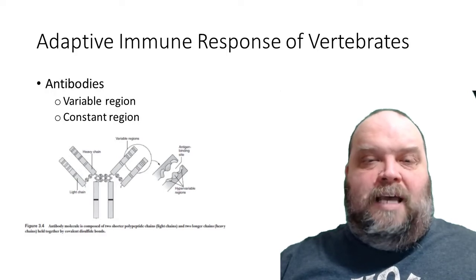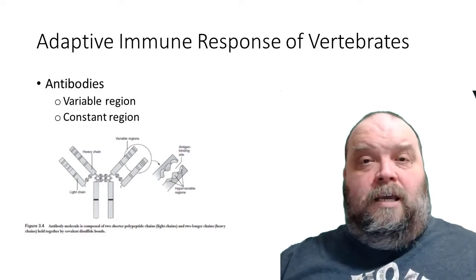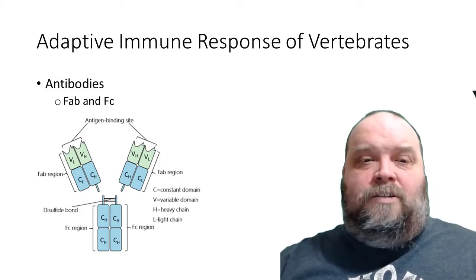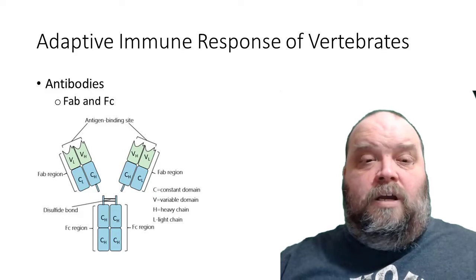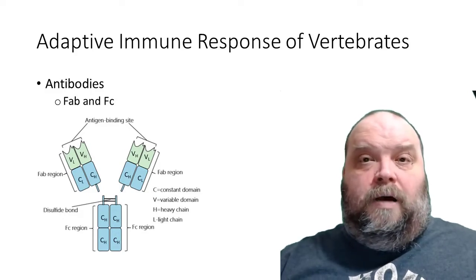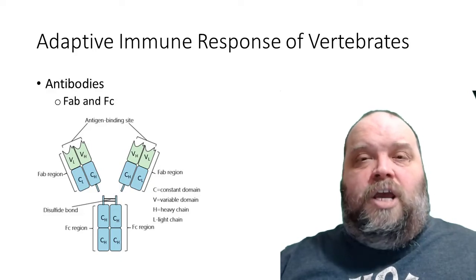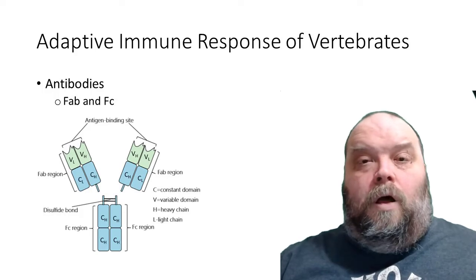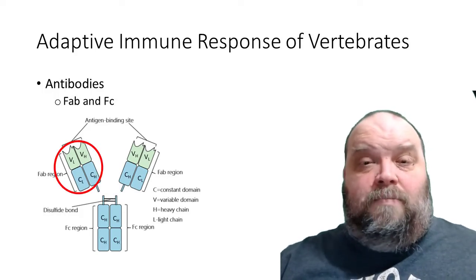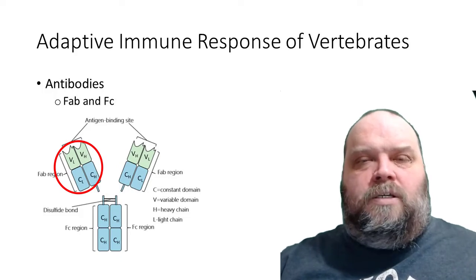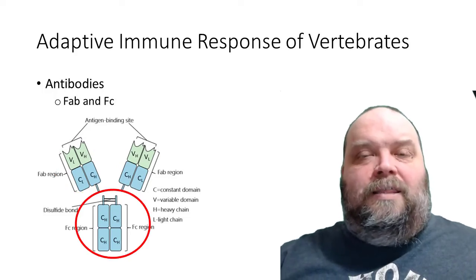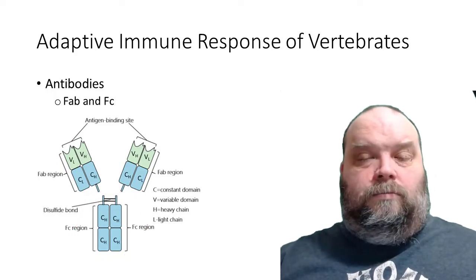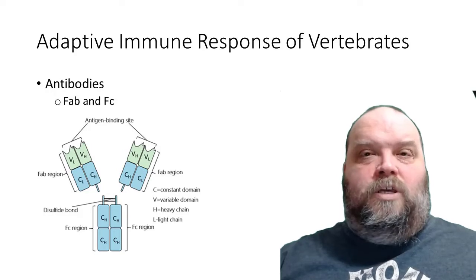Well, to react to it means it has to have a variable region that can bind. We also describe antibodies not just by their variable region and their constant region, but by heavy chain, light chain. You look over here, also by their Fab fragment, and as I alluded to just a second ago on the last slide, the Fc portion. The Fab is what happens when you digest down.